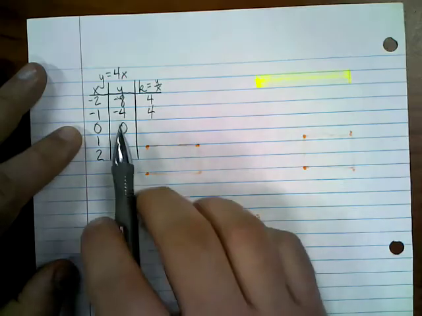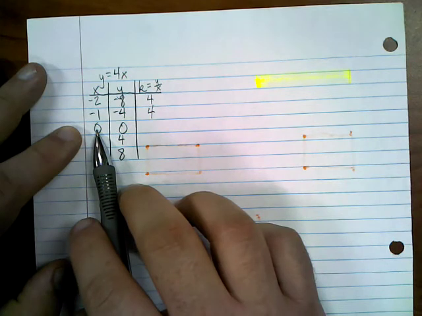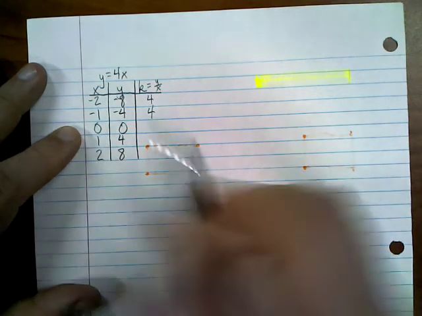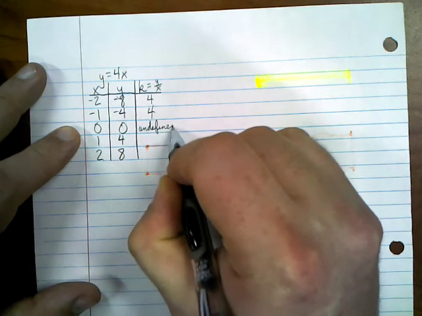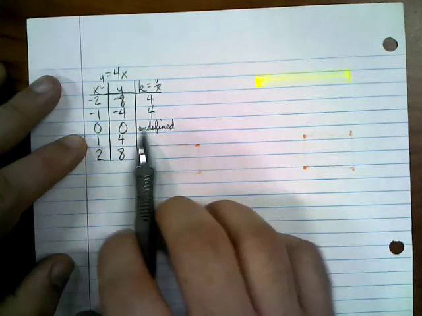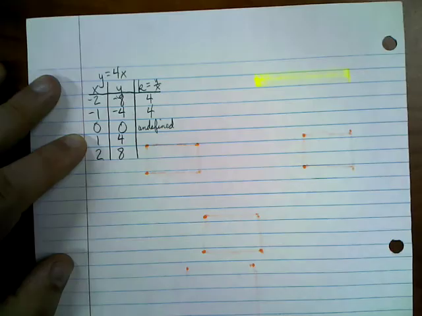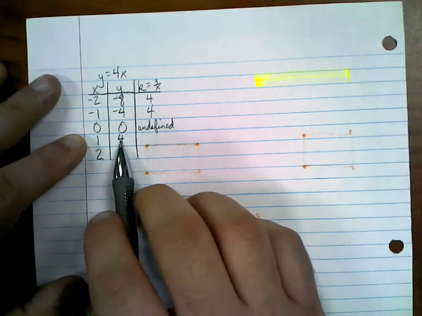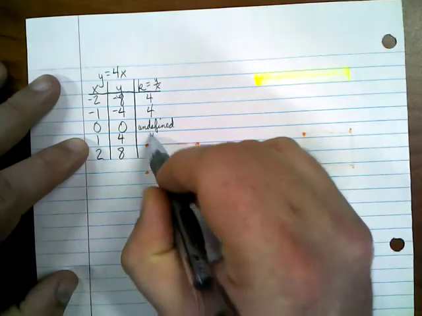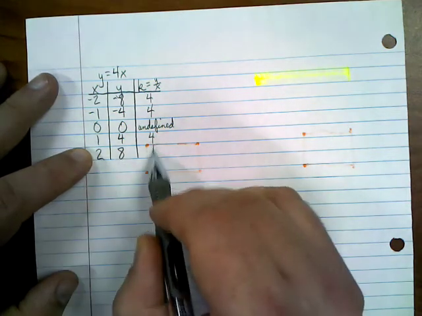What is a 0 divided by a 0? You better not have said 4. No, actually, I hope you said undefined. Can't divide by 0. That's actually okay. Anything that's undefined, we're just going to skip over. As long as everything else is the same, we're okay. So 4 divided by 1 is a 4, and finally 8 divided by 2 is 4.